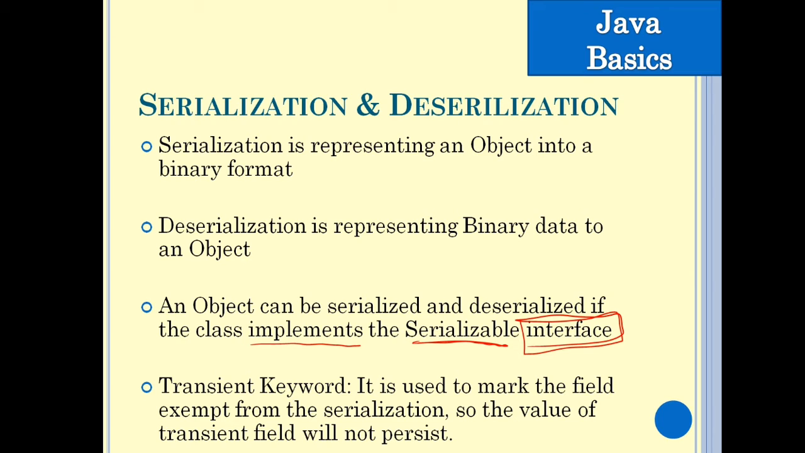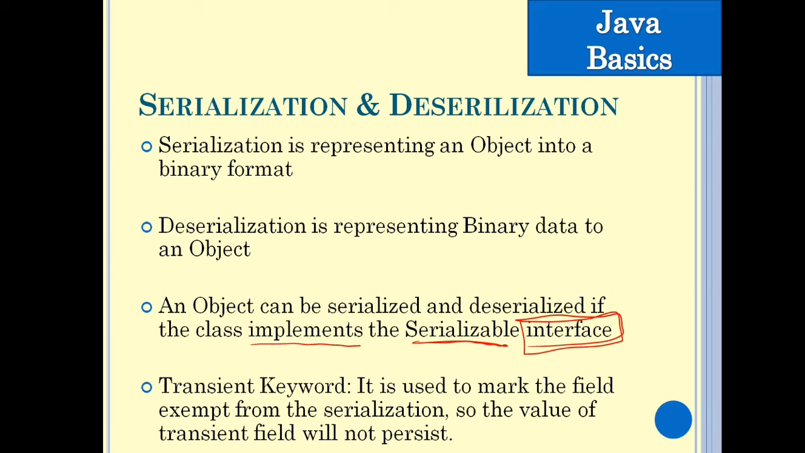Then there is one thing we normally use called the transient keyword. The transient keyword is used to mark a field that is exempt from serialization, so the value of a transient field will not be persisted. For example, you have an Employee class, right? And within the Employee class, you have a name, surname, age, ID number, telephone number. And let's say you don't want to save the age for that employee, or some sensitive data for that employee, when it is serialized or deserialized.